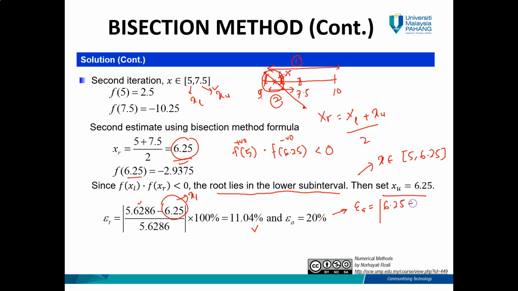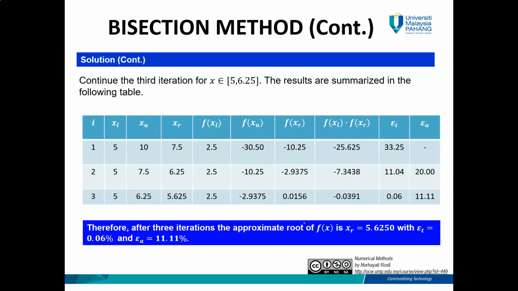Okay, minus previous XR. Previous XR is 7.5 divided by the current XR 6.25 times 100%. So when you solve this one, you got 20% error. This is second iteration. But class, the question asks you to do up to third iteration. So when we go to the third iteration, actually class, you can use directly table like this.